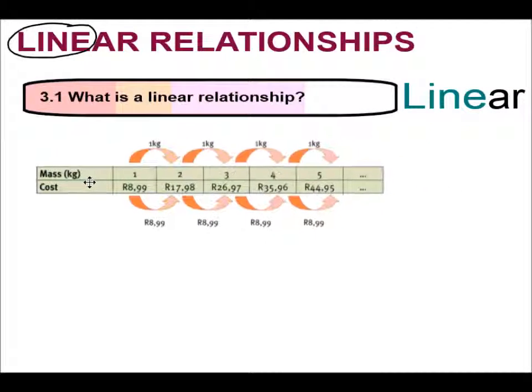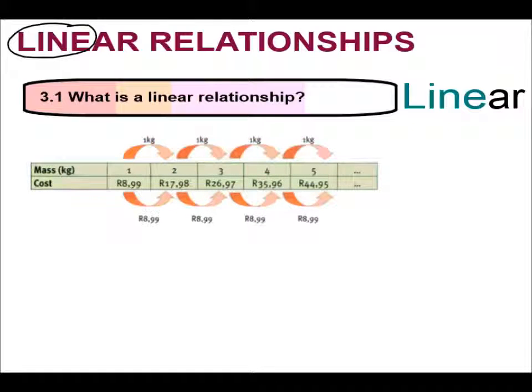Let's have a look at the mass of potatoes. If we have 1 kilogram of potatoes, it will cost 8.99 Rand. 2 kilos will cost 17.98 Rand. 5 kilograms of potatoes will cost 44.95 Rand. So each time, for every kilogram of potatoes more, I will pay 8.99 Rand more. So 8.99 Rand plus 8.99 Rand is 17.98 Rand, plus 8.99 Rand is 26.97 Rand, and so we keep adding 8.99 Rand.